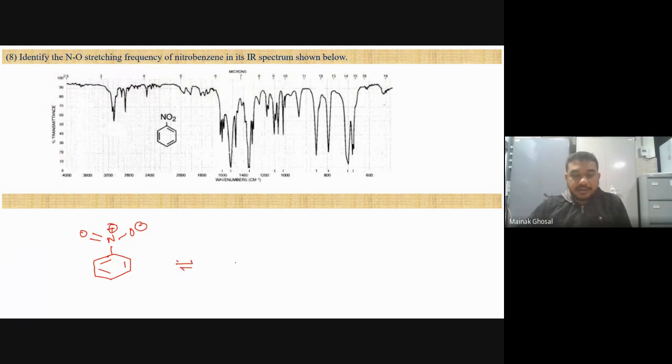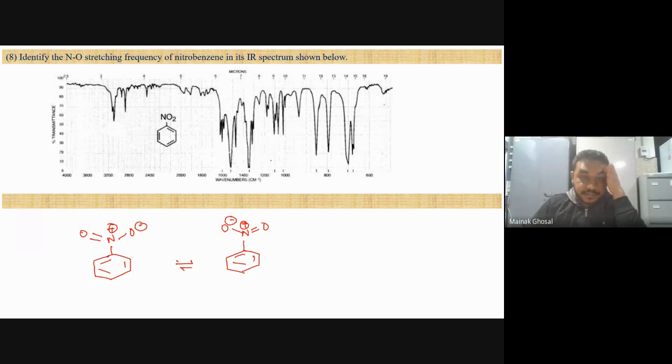Another resonating structure will be H4 equivalent. Now the question is, identify the NO stretching frequency of nitrobenzene in its IR spectra shown below.